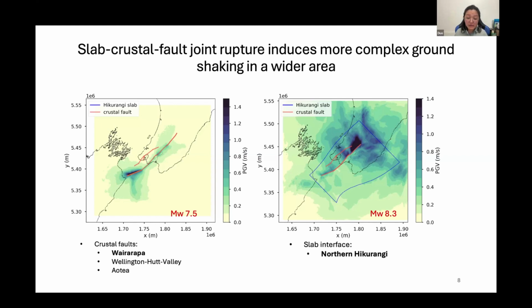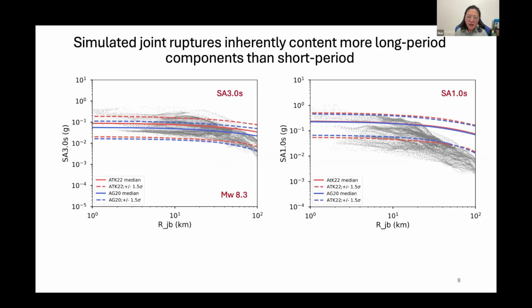So this shows that, okay, we should consider all the variability in the rupture source in order to get a comprehensive understanding of the specific seismic hazard level in an area.